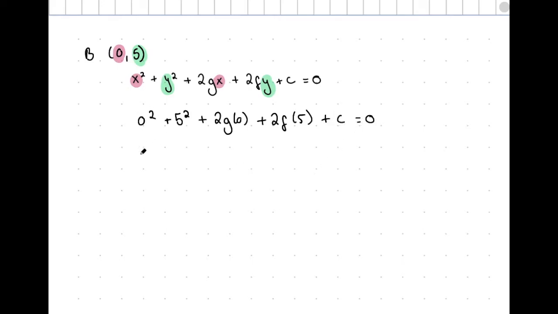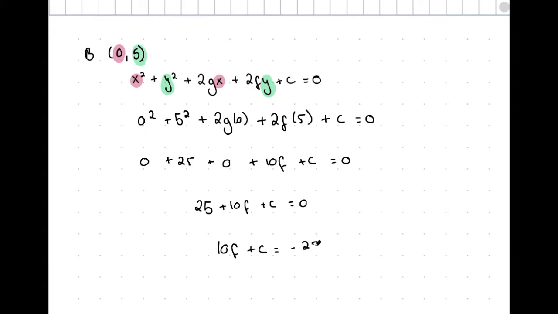So now we are just going to tidy this up. So we have 0 plus 25 plus 0 plus 2f by 5 is 10f plus c is equal to 0. Rearranging that then and tidying it up, we're going to get 25 plus 10f plus c is equal to 0. So 10f plus c is equal to minus 25. So here's equation number 2. So I'm going to put that in a box so it's easier to find.